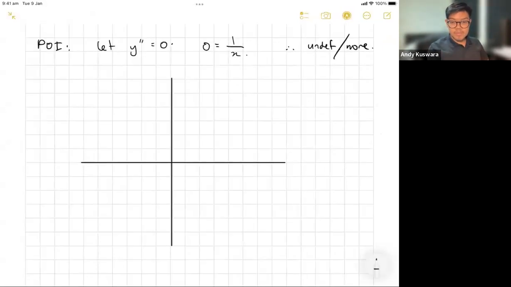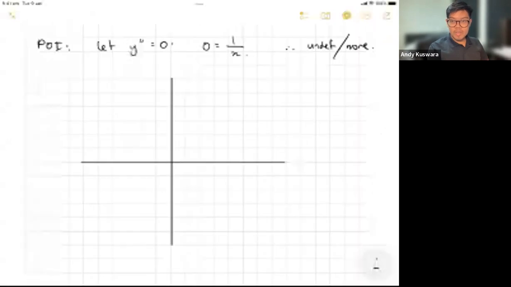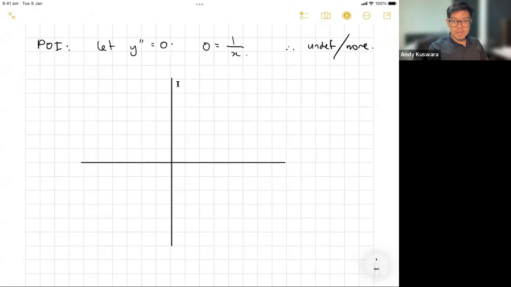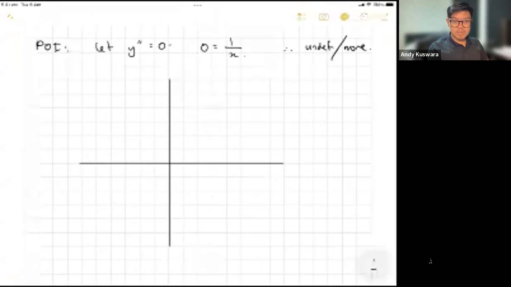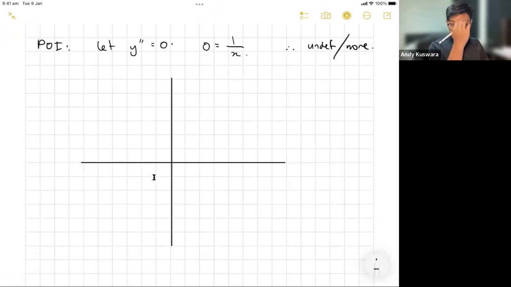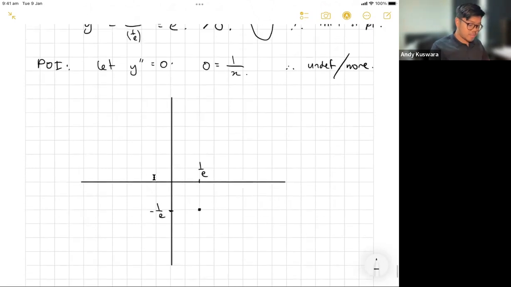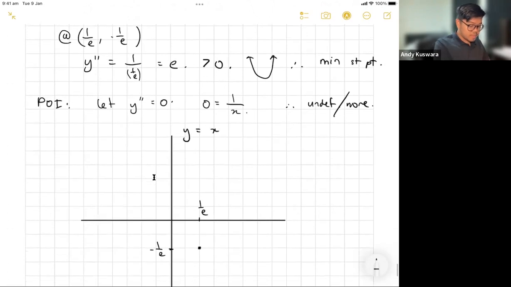If we were to sketch this, what are we looking for? The main thing is the stationary point 1 on e, negative 1 on e, for y equals x log e x. The easiest way is to find the intercept by letting x equal 0. When x equals 0, y has to equal 0, because if I substitute it in, that turns everything to 0.